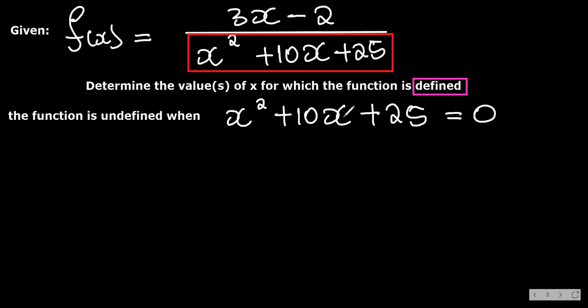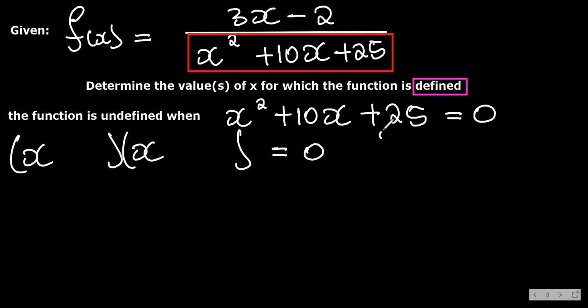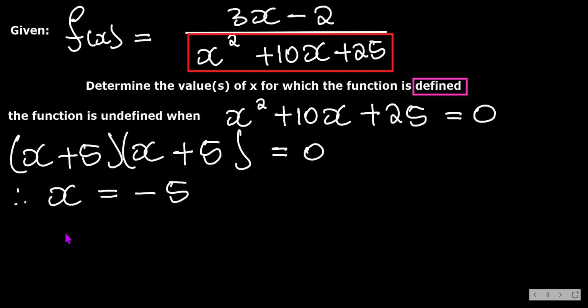Right. Then we should solve for x here. So we factorize. What are factors of x squared? That's x and x. What are factors of 25 that add up to 10? It should be 5 and 5, and both of them must be positive. So this means that the function is going to be undefined when x is negative 5.